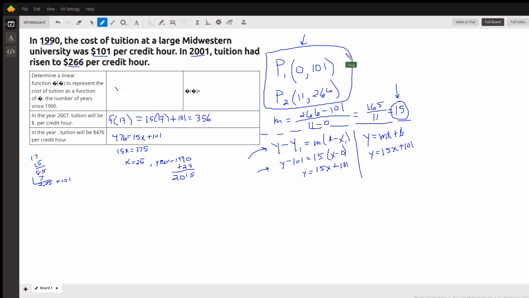Another way to write the function or the equation is to realize that if this x coordinate is 0, this must be the y coordinate of the y-intercept. Point 1 is actually the y-intercept. So you could have gone right to here. y equals mx plus b, 15x plus 101. And so you can write the function this way. f of x equals 15x plus 101. There's your function.